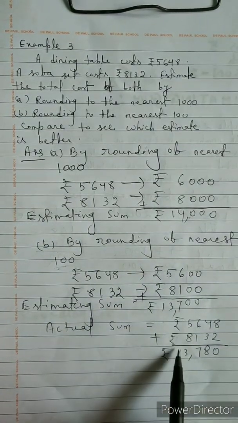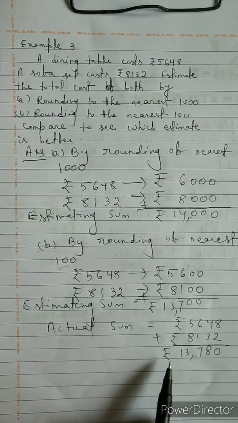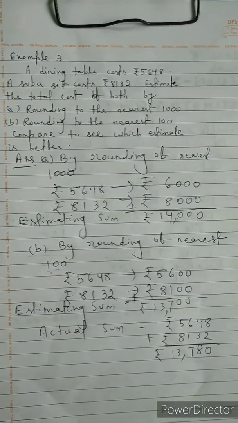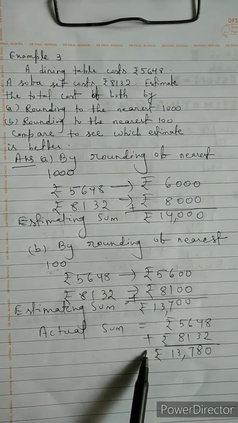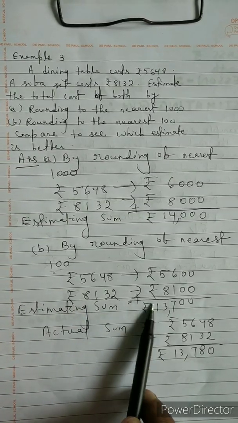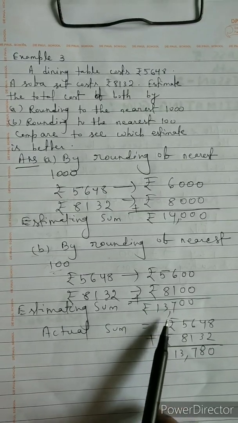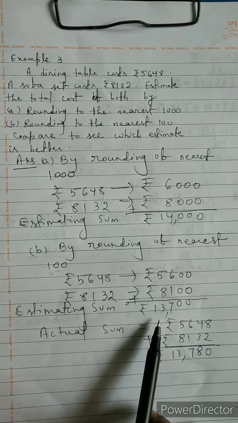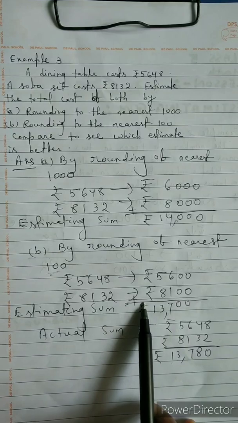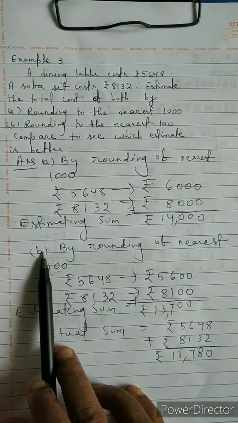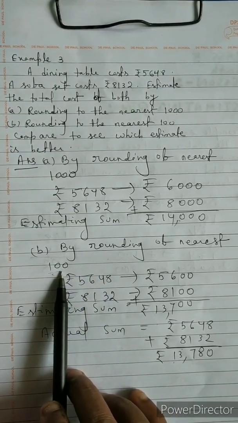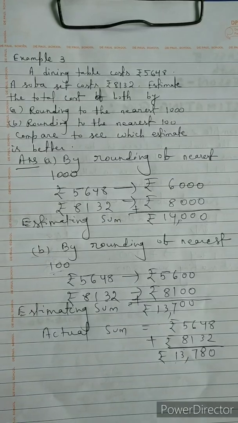Children, if you see which estimation is correct here, think a little. What do you think? Here the actual sum is 13,780 and in the second estimation 13,700. So which difference is less? That is the better estimation. The difference with rounding to 1000 is more and this difference is less. So our second rounding is the better estimation. Okay children. I hope you can understand this.